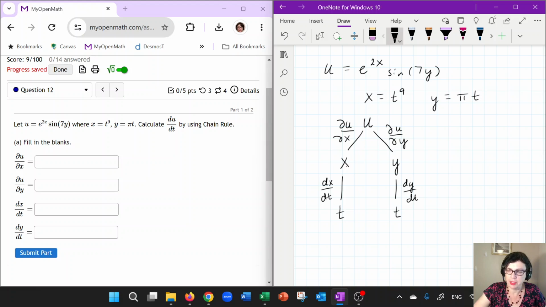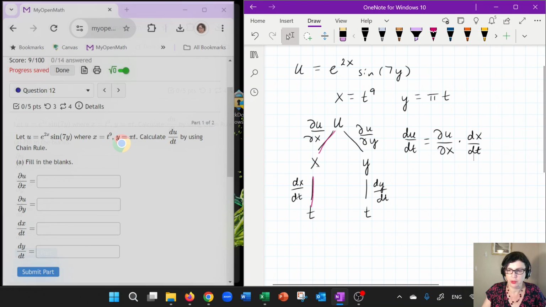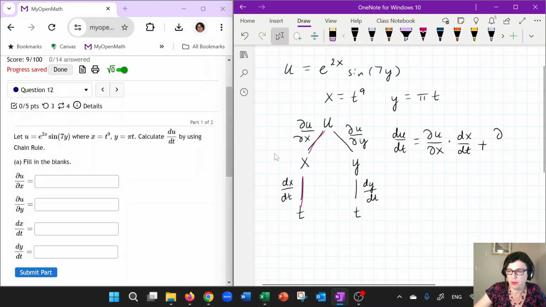So how do I find the derivative of u with respect to t? I just follow the tree, okay? Whatever gets me to t, I multiply. So I'll get the partial of u with respect to x multiplied by the derivative of x with respect to t. Okay, so that's part of the chain rule. And then plus the partial derivative of u with respect to y. Now we're traveling through the other side of the tree, but we're still getting to t, right? And then multiply that by dy over dt. Okay, so let's think about if we can fill out all the pieces.